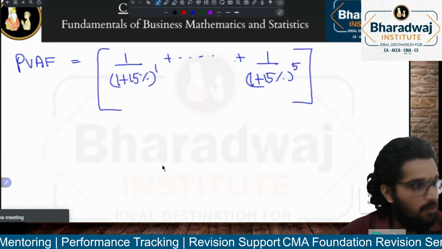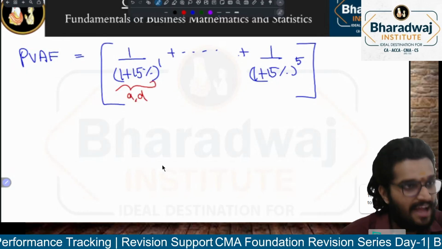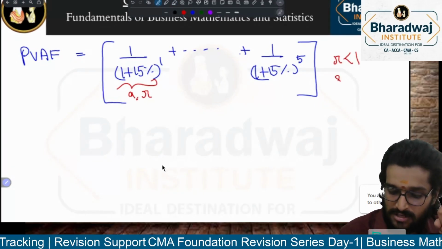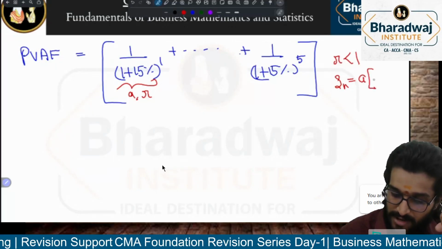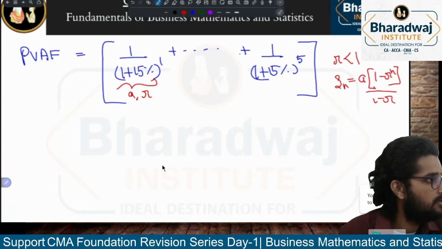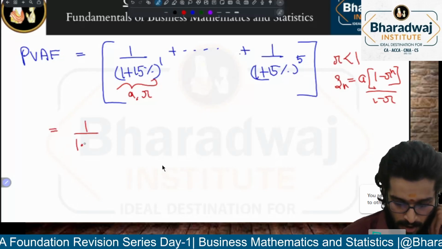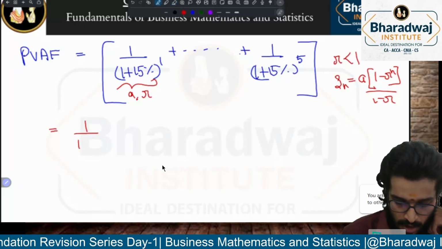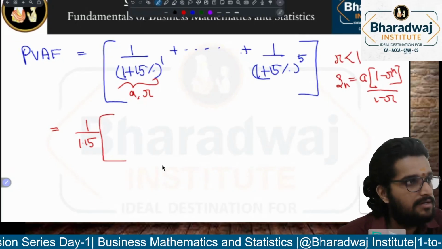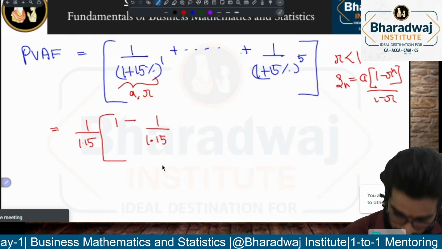Clear? Now what is A? This is my A, and A and R are the same thing. Here R is less than 1. So what is the formula for sum? A multiplied with 1 minus R power n divided by 1 minus R. So what is the formula for the factor? 1 by 1 plus 15 percentage. I am writing it as 1.15 multiplied with 1 minus 1 by 1.15.